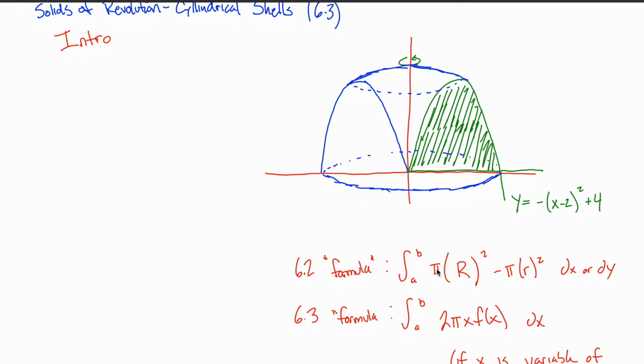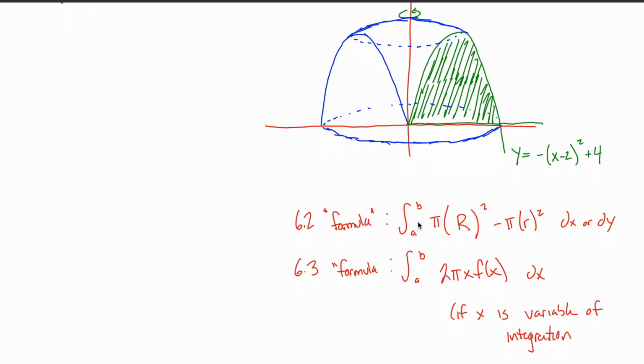And then what we integrated was kind of pi R squared minus pi r squared, where capital R represented the outer radius and little r represented the inner radius. And both of those we determined based on the function that we were given. I put "formula" in quotes because I don't know if that's really a formula, because there's a lot of things you sort of have to figure out to use this. But that's sort of the idea of the formula from 6.2.